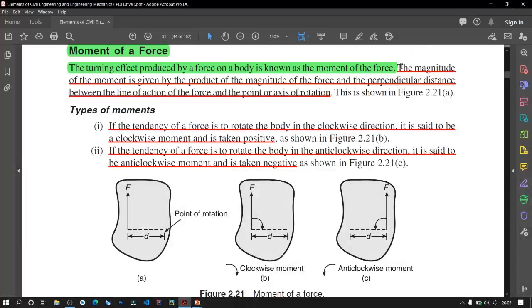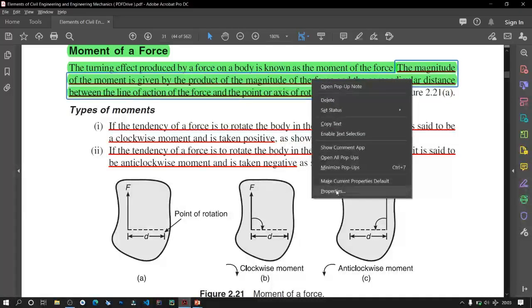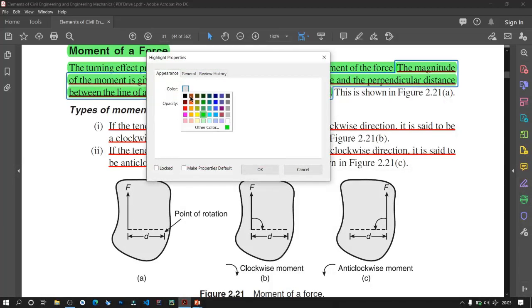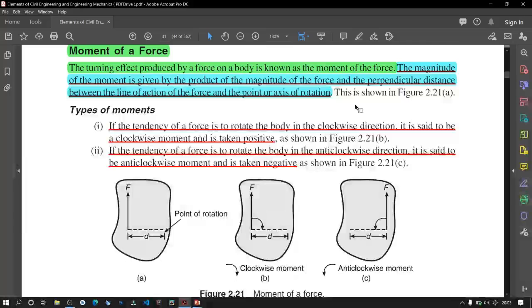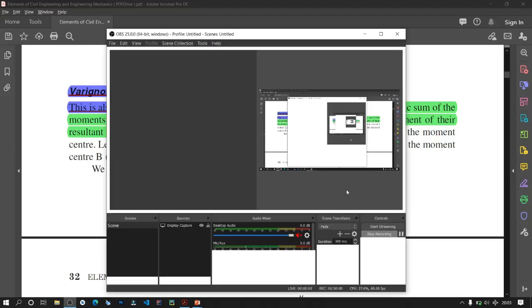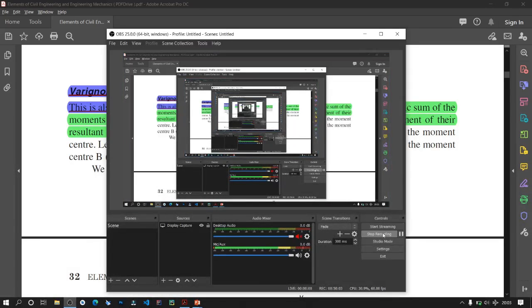Wait a minute, this is important. You have to write it. Okay, that's all. I am just going to record that Varignon's theorem of moments.